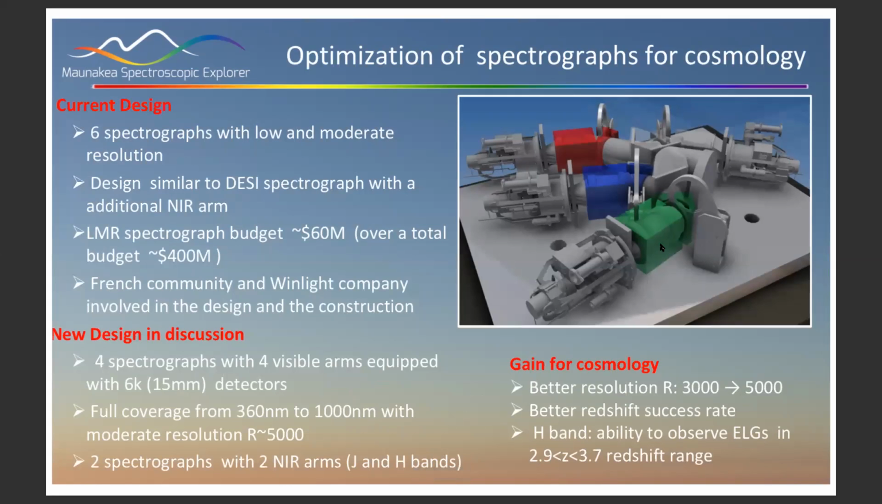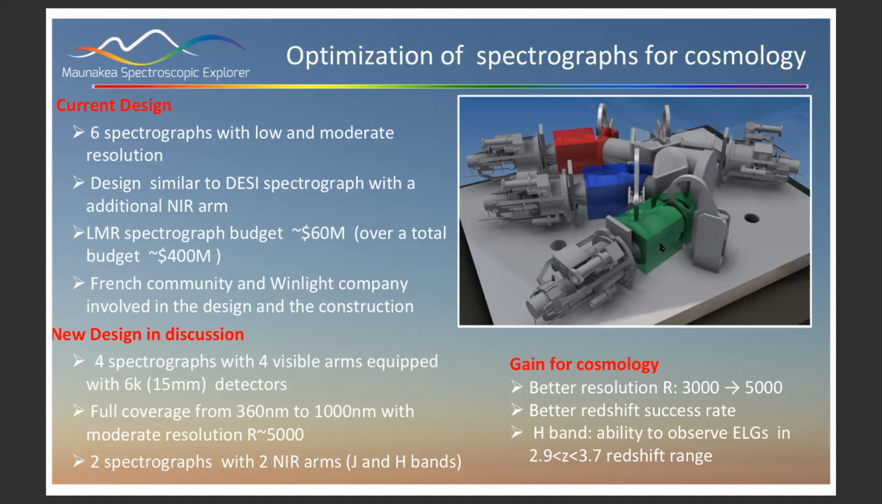So here, this is the current design of the spectrograph with 3 visible arms and 1 near-infrared arm. And this spectrograph is very close to the DAISY spectrograph in the design because it's the same people who proposed the design. I mean, this is really in the French community and in Winlight companies that we are working on this design.